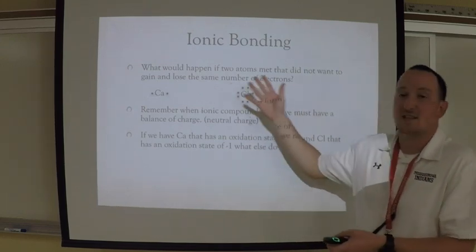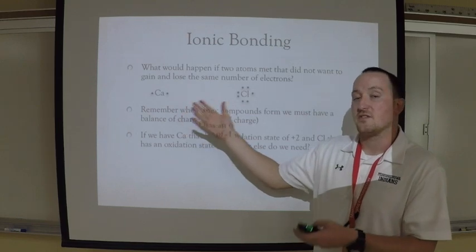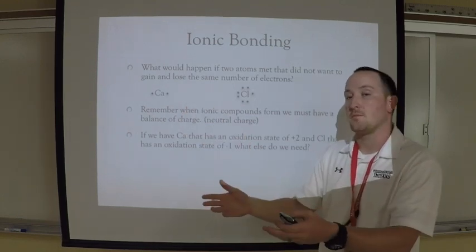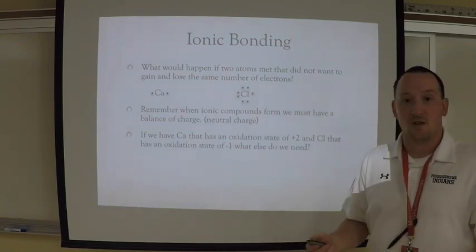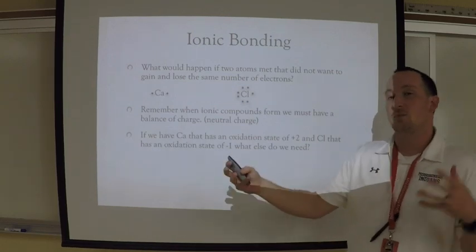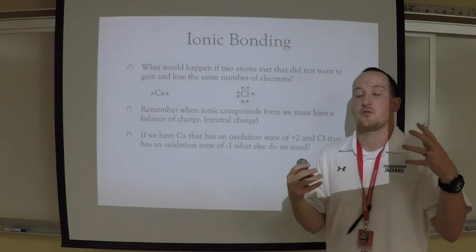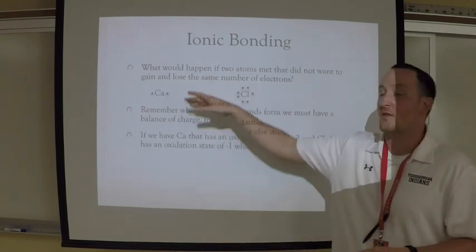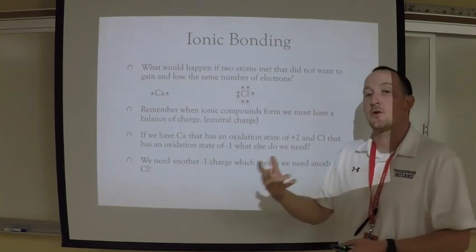So since that's the case, since calcium has 2 valence electrons and it wants to lose both of them, and chlorine only wants to take 1 of them, we need something else. And what we actually need is another chlorine. Because if calcium and chlorine are going to react, there's probably going to be some other chlorine atoms floating around that would be able to react with calcium. So we're going to need another -1 charge.